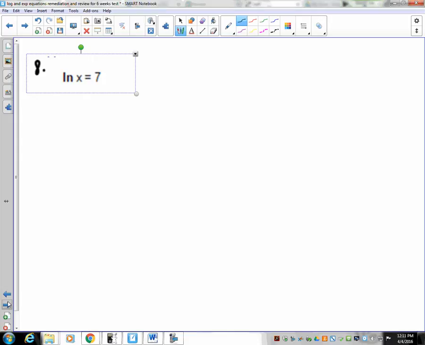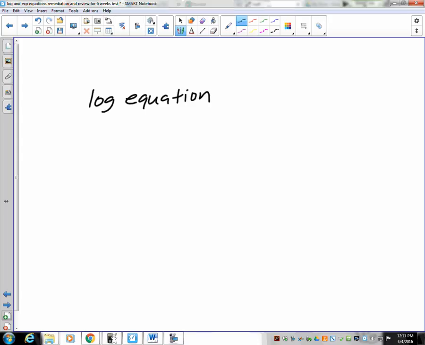From here, most of you did pretty good, so I'm going to go a little bit faster and let you work more on your own on these. Number 8. Now, these are log equations. Let's back up one second. When we have a log equation, the biggest key here is to go to exponential form.